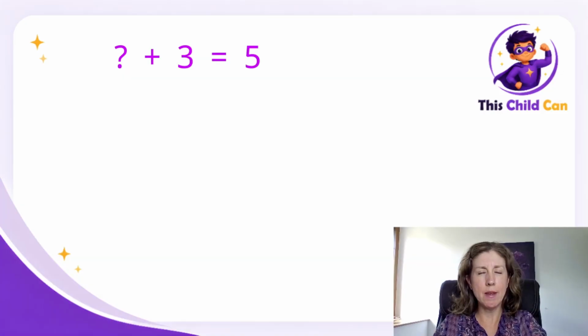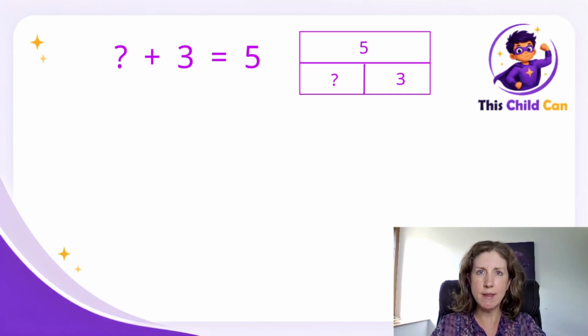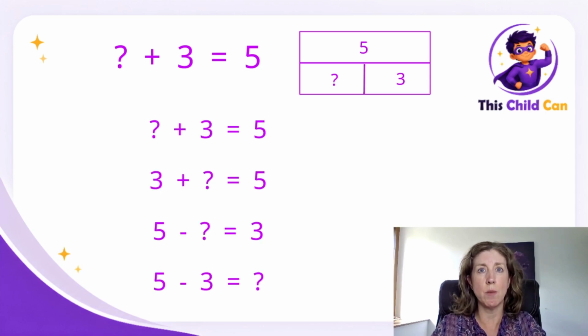So what happens if the missing number is in a different part of the calculation? Here we have question mark plus 3 equals 5. Just like before, we need to transfer all this information into a bar model. Once we've done that, we can then write down our 4 number facts from that bar model, and we can choose the most helpful number fact to help us solve this. And remember, the most helpful number fact is the one that puts the question mark on its own on one side of the equal sign.